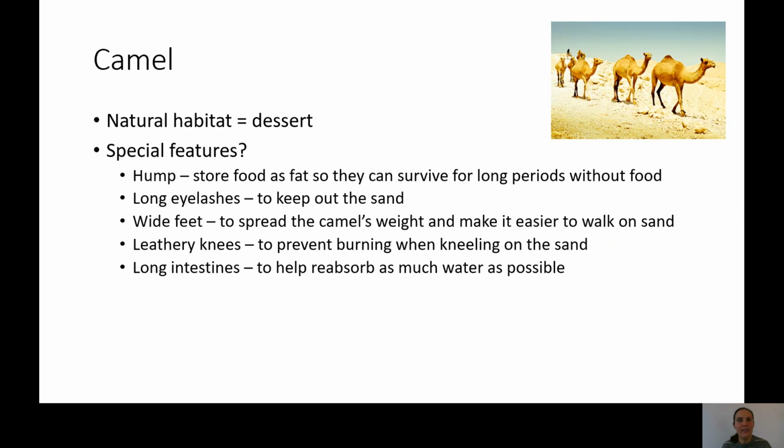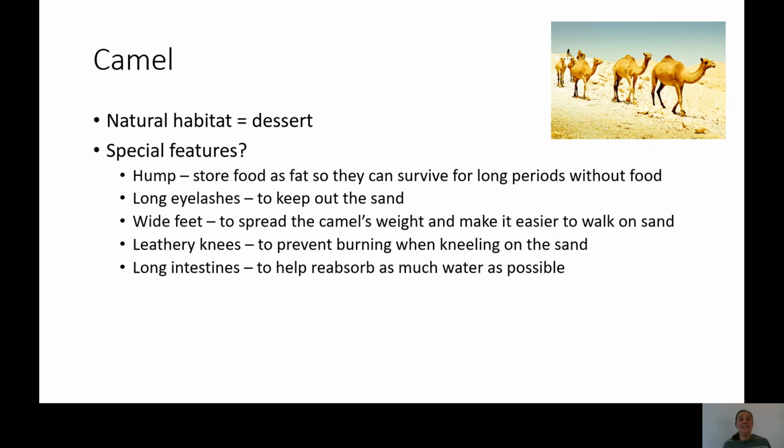I don't know if any of you have ever tried to walk on sand, but it's very difficult because you're always sinking. So they've got wide feet, so they've got a bigger surface area in order to spread their weight so that they don't sink into the sand. They've got leathery knees, which I didn't actually know about until I did a bit of research before this lesson. And that's to prevent burning when they kneel down on the sand.